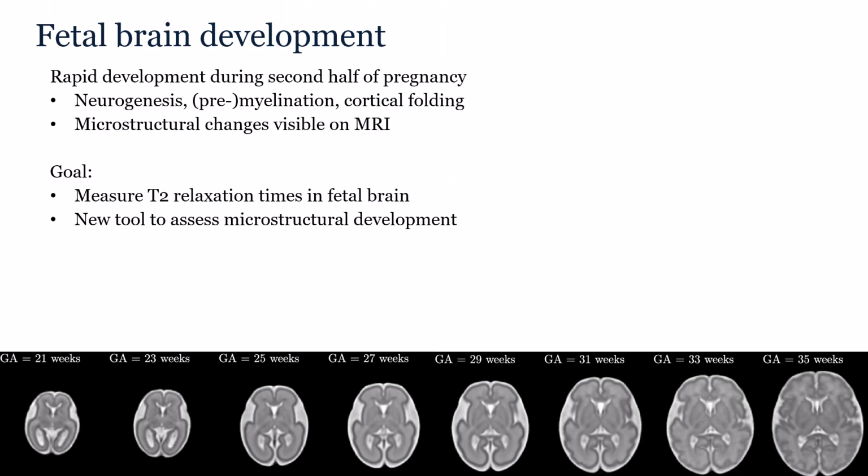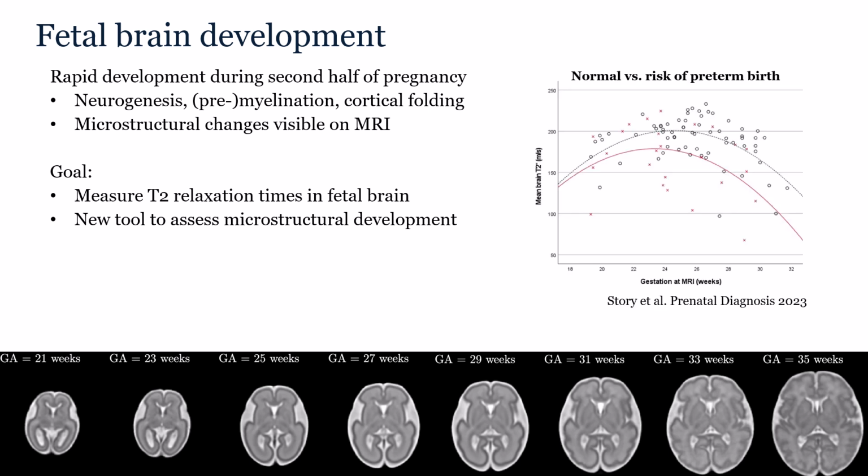The fetal brain undergoes rapid development during the second half of pregnancy. Changing shape and tissue properties can be observed on fetal MRI. In this work, we propose a methodology to measure T2 relaxation time in the fetal brain to measure these changes.